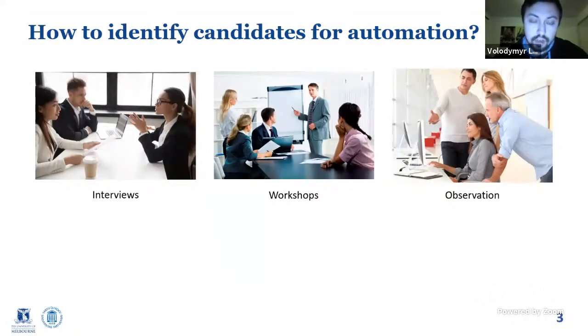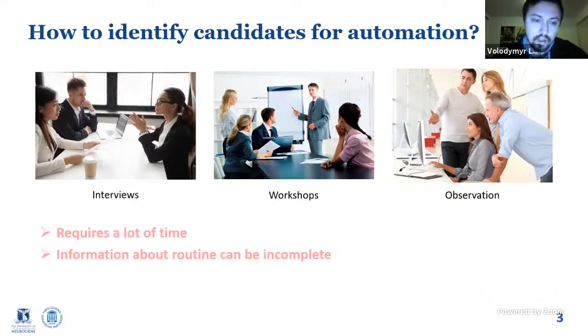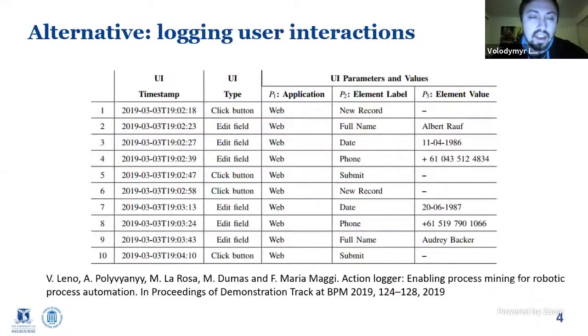A traditional way of identification of the candidates to be automated is by conducting interviews, workshops, or by simply observing the worker performing his tasks in place. Such traditional methods, however, require a lot of time, and also the information about the routine can be incomplete. An alternative way of collecting the information about routines is to record the execution of the tasks in the form of user interaction logs. A typical user interaction log is a chronologically ordered sequence of user interactions with information systems, for example, a web browser or an Excel spreadsheet, during the execution of their tasks.